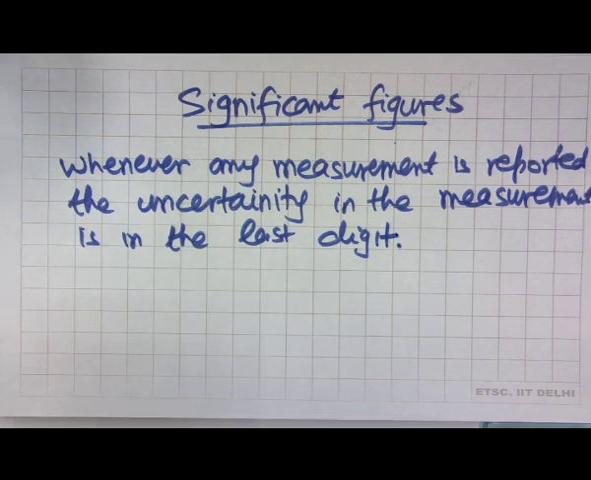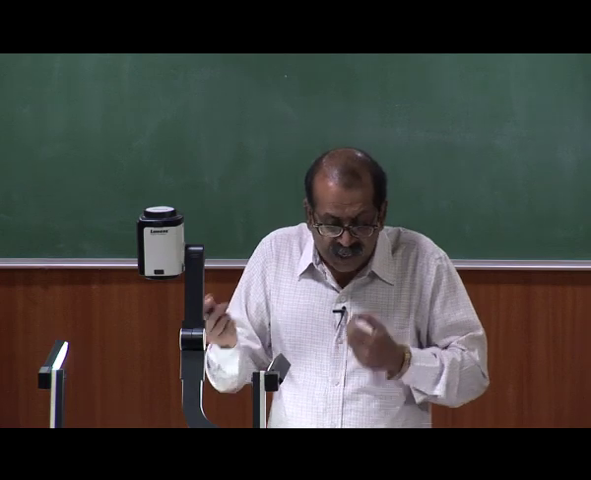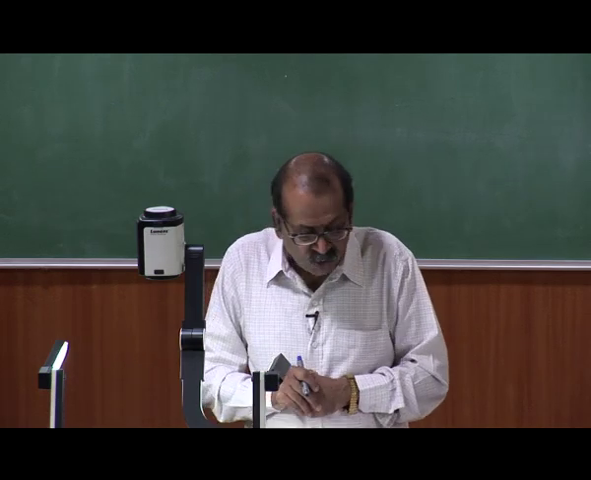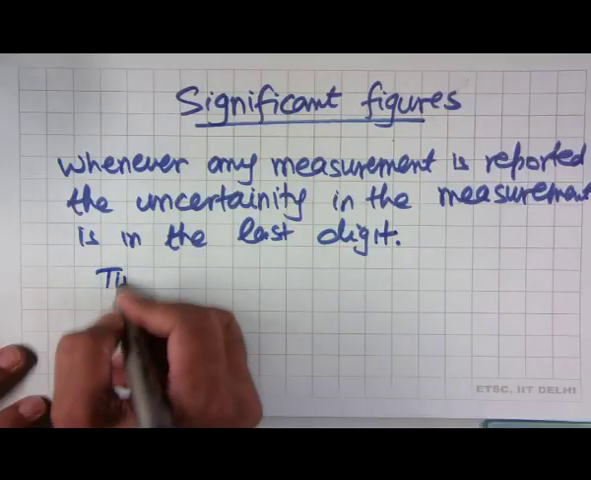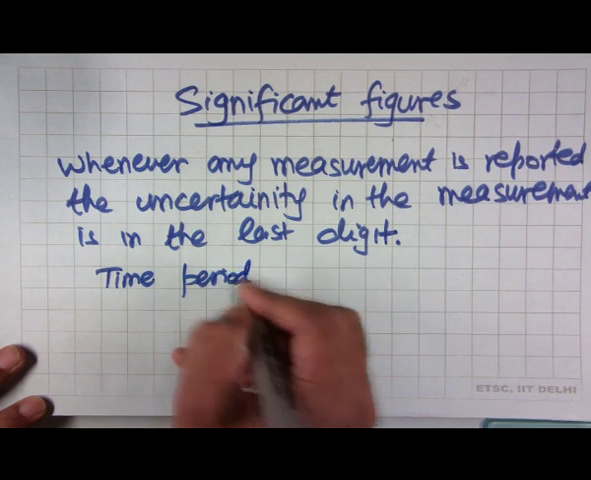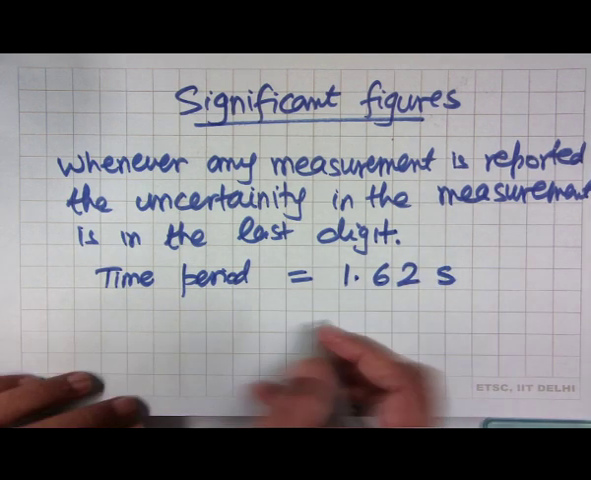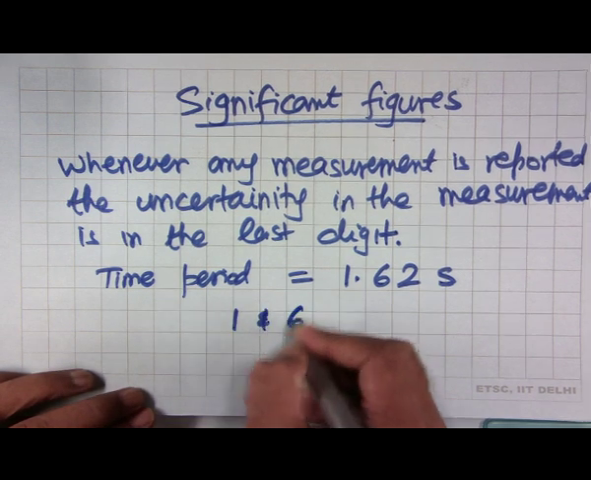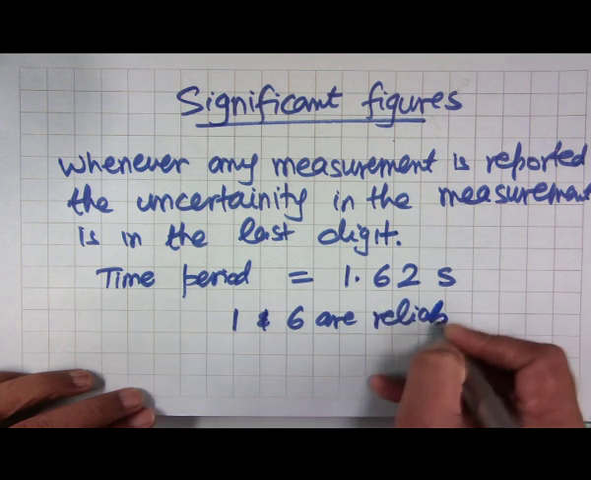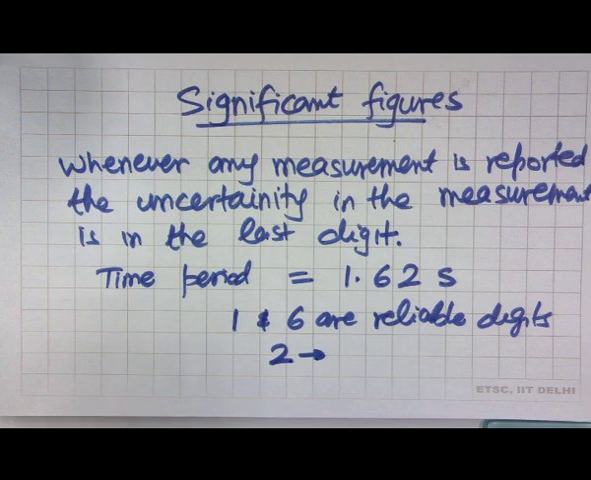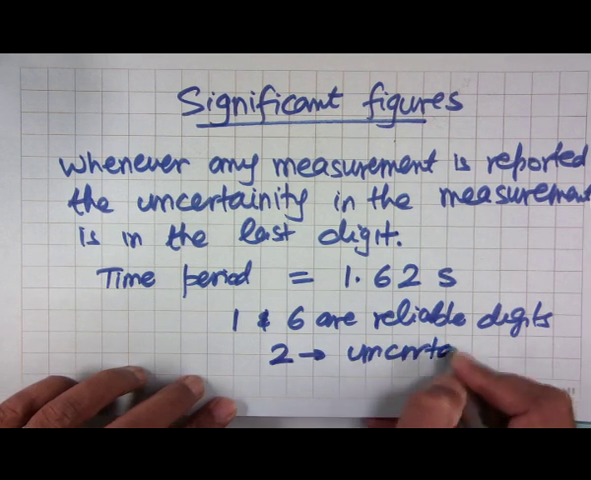The last digit could be either less or bigger by an amount of unity, and this is what we account for through significant figures. For example, when we say the time period of a particular pendulum is 1.62 seconds, then here we know 1 and 6 are reliable digits, whereas the 2 is the one where there could be uncertainty.